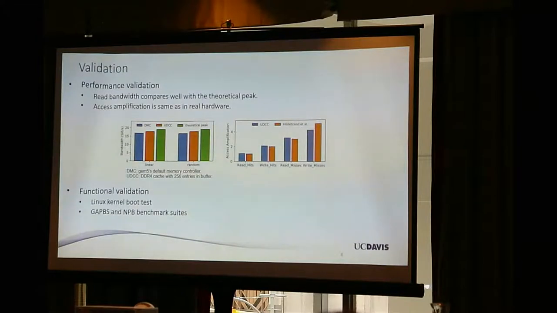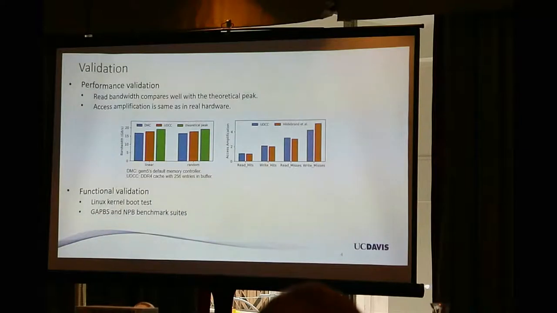The reason for that is that in the Cascade Lake, when there is a write miss, it first fetches that line from the backing store, NVRAM, writes that line to the DRAM cache, and then it writes the actual data on top of that. In our model, we decided to merge these two writes together. As a result, we have one less access amplification for write misses.